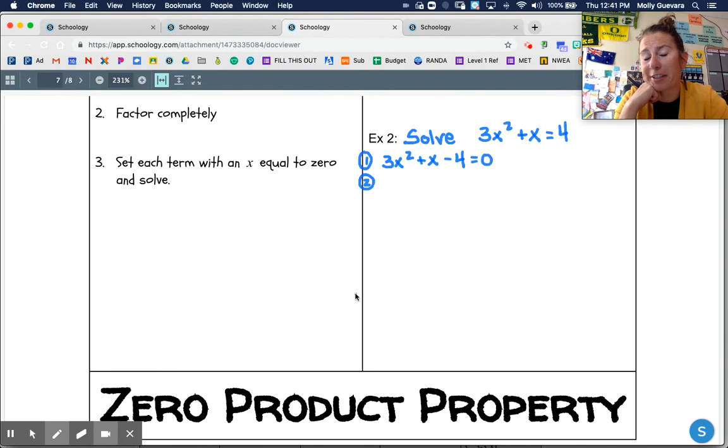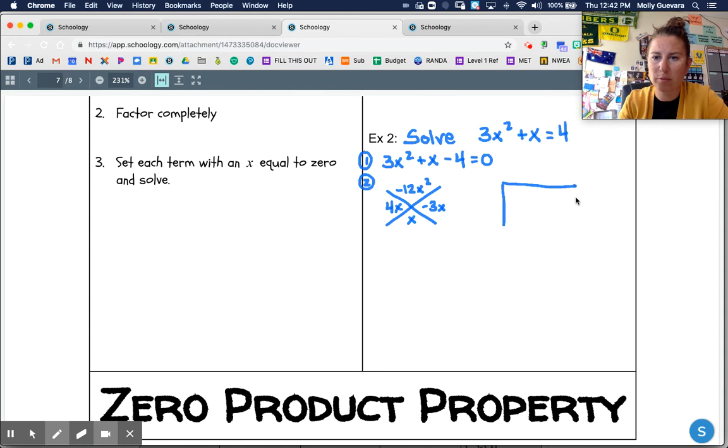Then step 2, I need to factor. Okay, so if I go through, there's no greatest common factor. It's not a perfect square. Go down the list, can't factor by grouping, all that kind of stuff. And I come to the conclusion that I have to use x box because my a is 3. Okay, so I'm going to multiply the first term by the last term, which gets me negative 12x squared. And then my middle term goes on the bottom. So I'm looking for two numbers that multiply to negative 12 and add to 1. So hopefully, in our awesomeness, we realize pretty quickly that that's going to be positive 4x and negative 3x.